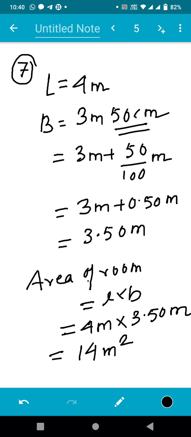Fine. So this is the solution of question number 7, and that's it for today's session.